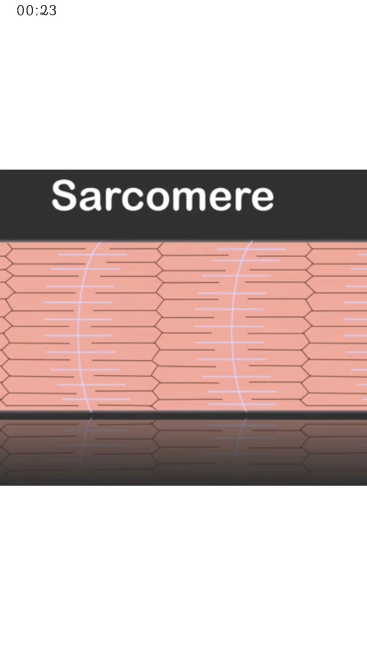Hello guys, in this video we're going to learn the process of muscle contraction which takes place at the sarcomere, and in the sarcomere are found myofibrils. Myofibrils play a fundamental role in the process of muscle contraction. Muscle contraction brings about the movement of the body.